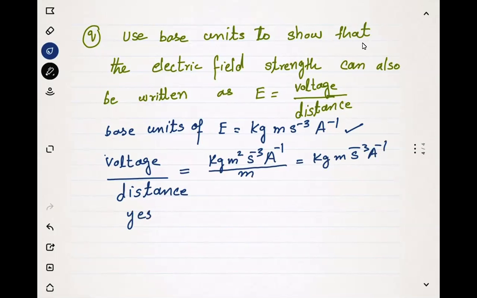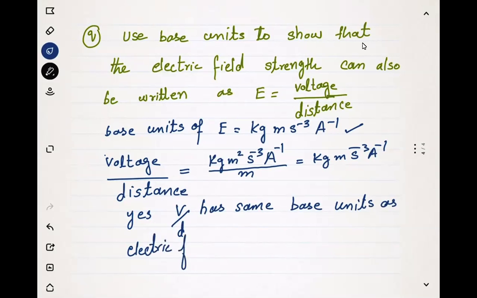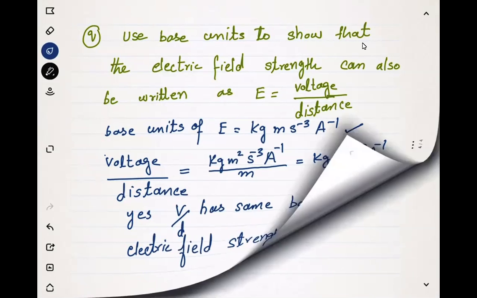Yes, V over D has the same base units as electric field strength. Now the conclusion of all this is that there are two formulae for electric field strength. It can be written as force per unit charge, or it could be written as potential difference per unit distance. So potential difference per unit distance will be the same as force per unit charge.